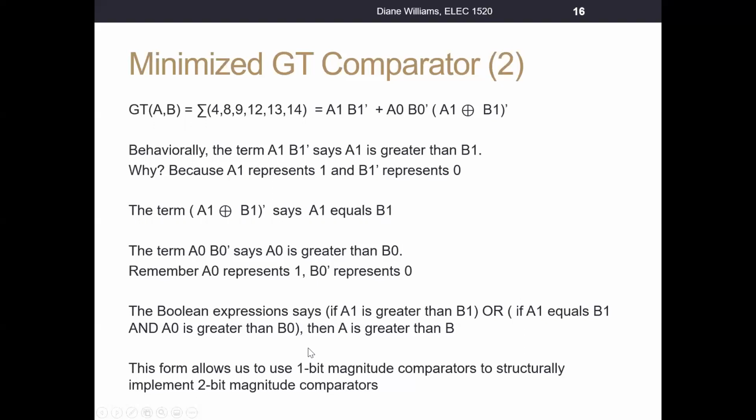Now that we've put this into words, we're going to be able to use a 1-bit magnitude comparator to build a 2-bit magnitude comparator. Because if you think about it, a 1-bit magnitude comparator has an output for two 1-bit inputs that can tell us when A is greater than B. So this can be the output of one magnitude comparator, the greater than. Here, where this says A0 is greater than B0, that can be the output of another magnitude comparator, the greater than output. And then this will be the output of the equality comparator inside the magnitude comparator.